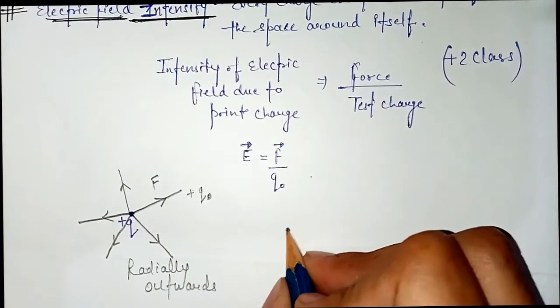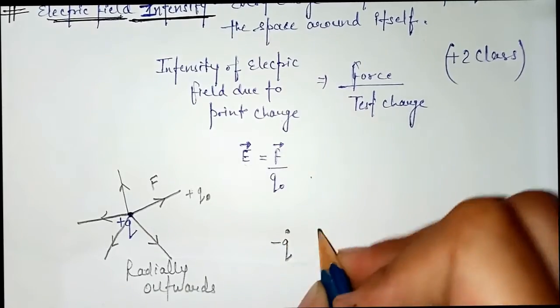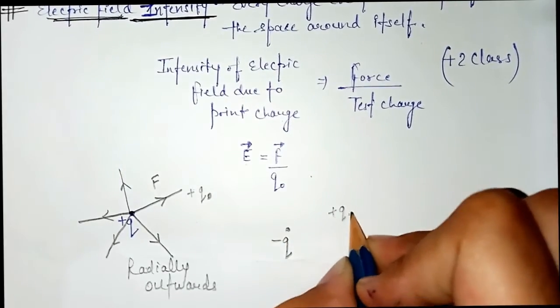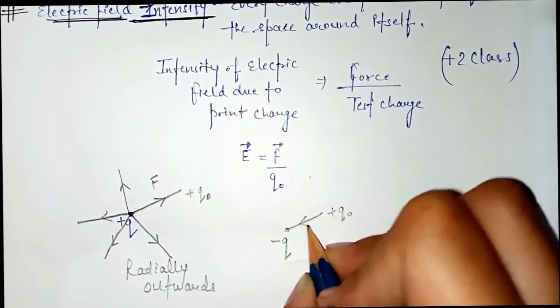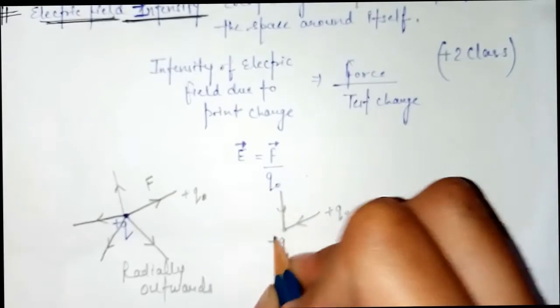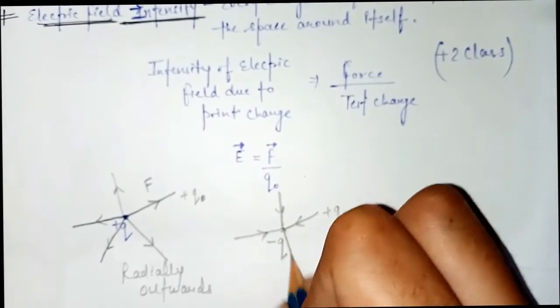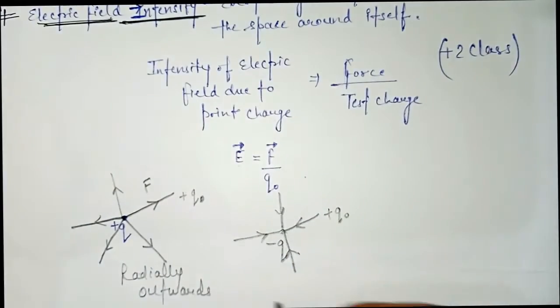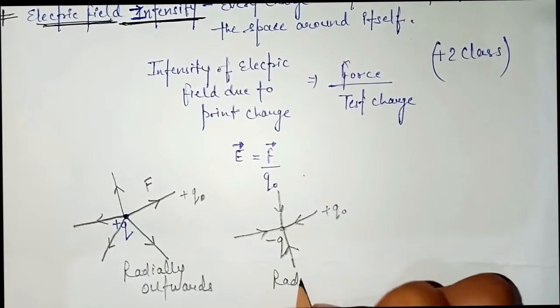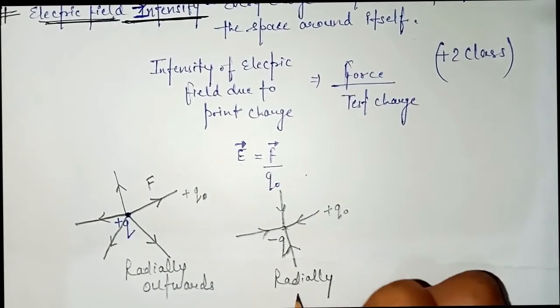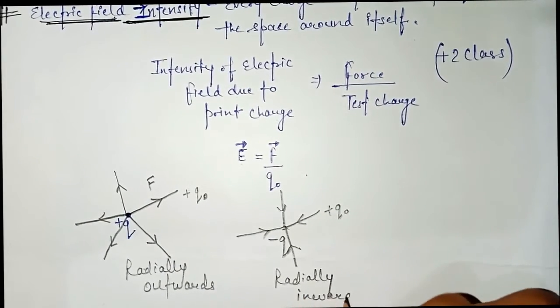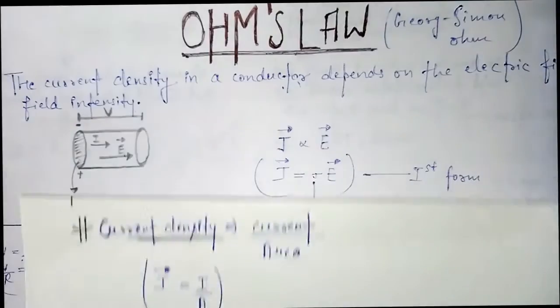And for a negative charge, as you know, negative and positive attract each other. That's why for a negative charge, electric fields form like this, radially inward. Okay. Now see the definition.